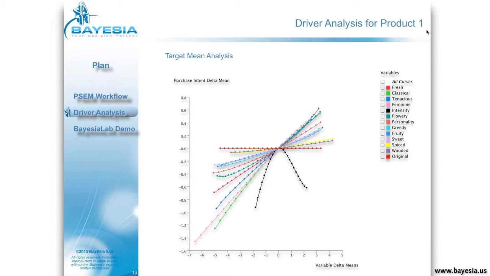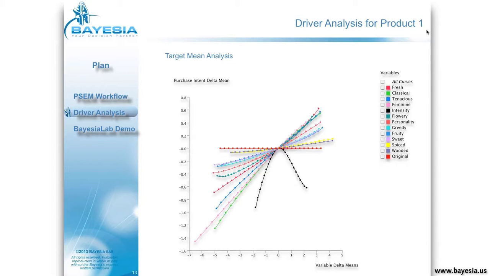So as you can see, we have here a linear relationship and a highly nonlinear relationship, which is indeed the connection between intensity and purchase intent, which is what we call a just about right variable, meaning that if the perfume is too subtle, then it's not good. If it's too strong, it's not good. So there is a just about right level for this variable.